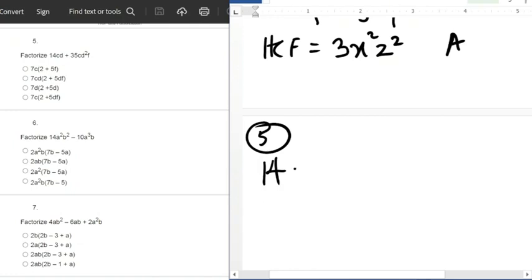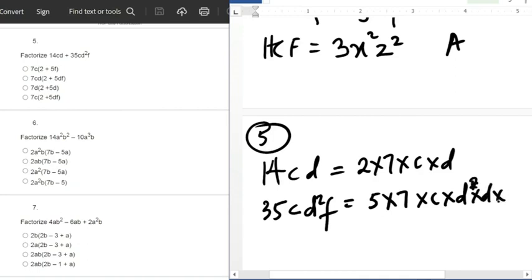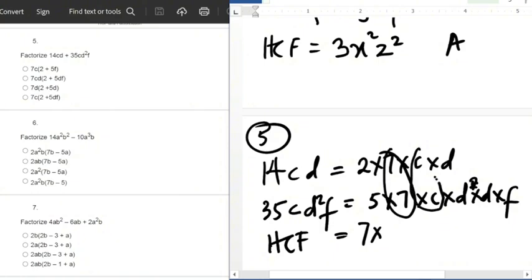14CD will be 2 times 7 times C times D. Then 35CD squared F will be 5 times 7 times C times D times D times F. So we want to get the HCF. The HCF is 7, which is common, multiplied by C, which is also common, multiplied by D, which is also common, and that's all. So the HCF is 7CD.